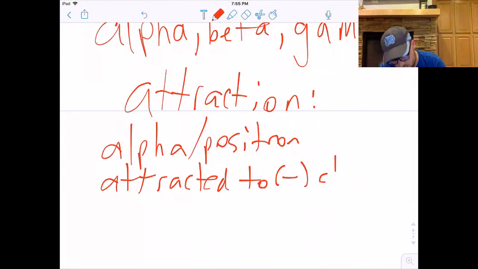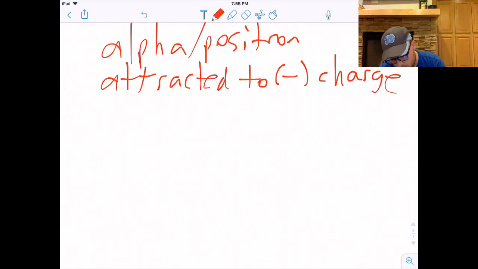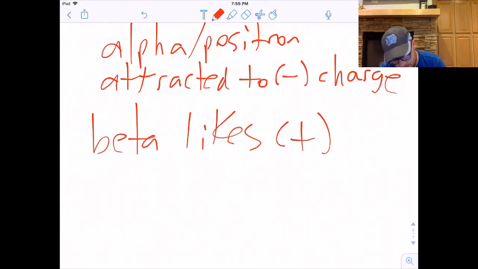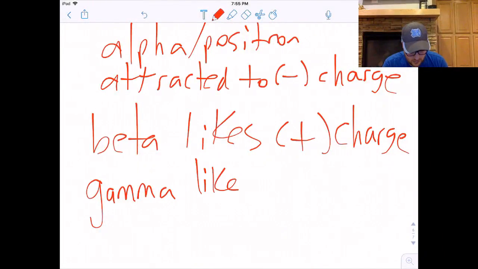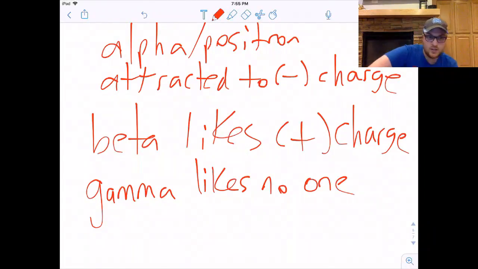Beta likes positive charges. Again, opposites attract. So beta, since it's a negatively charged particle, will be attracted to a positive charge. And gamma likes no one, because gamma is not charged, so it doesn't experience that electrostatic attraction. And I believe that's it for natural transmutations.